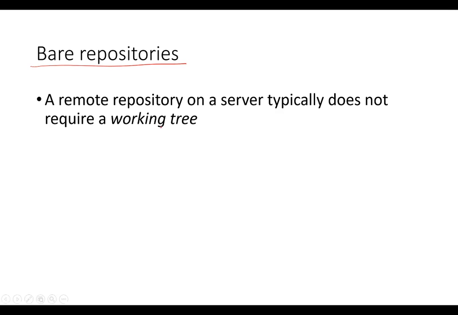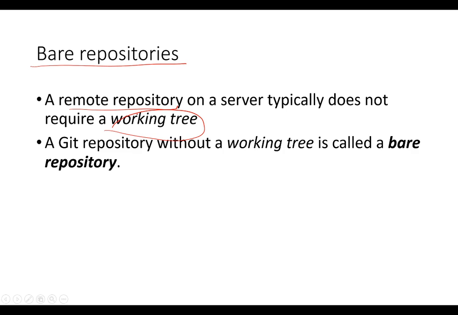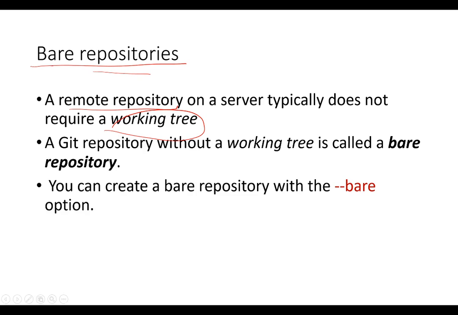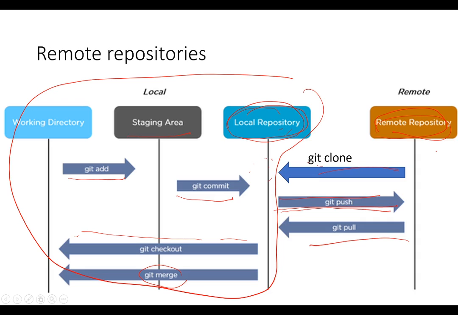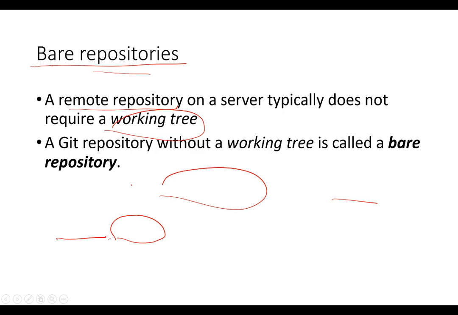A bare repository is a repository without a working tree, just a repository. GitHub is used to store bare repositories. You can use git init with this option to create a bare repository. A bare repository is just this, without a working tree.